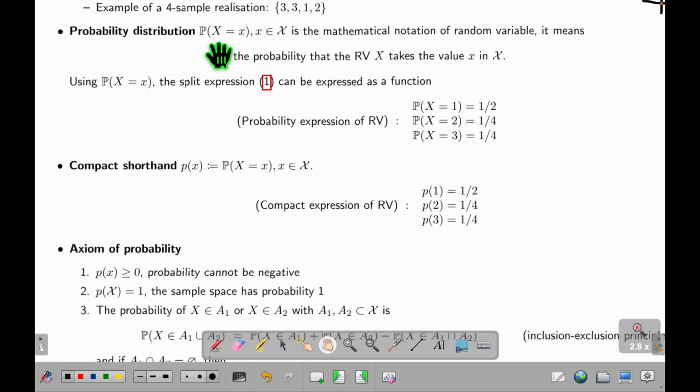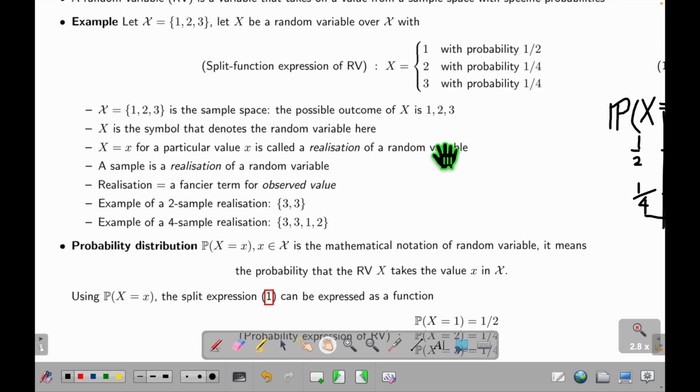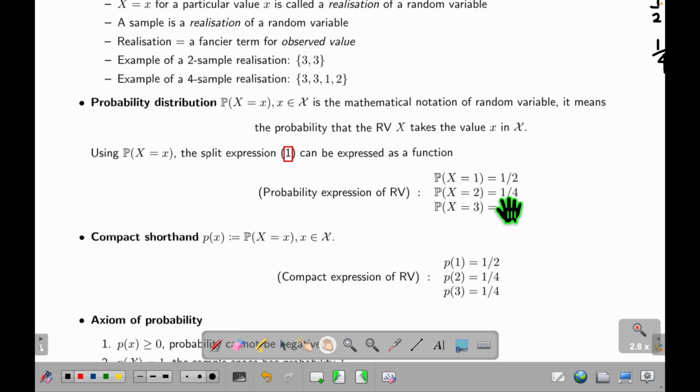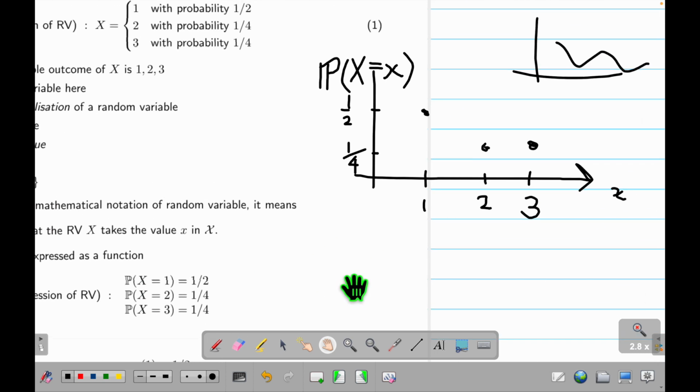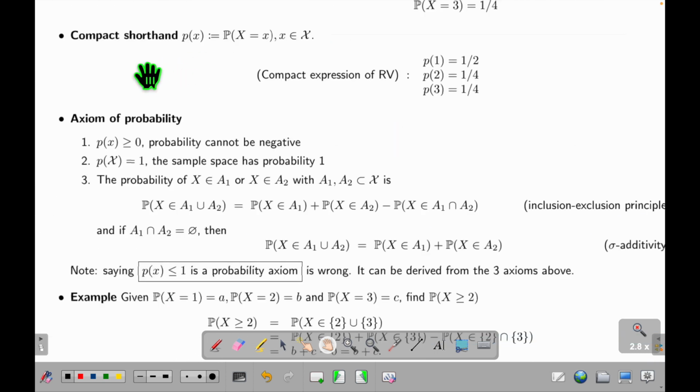A probability distribution we write as P(capital X equal to small x). This is basically the mathematical notation of a random variable. It means the probability that the random variable X takes the particular value small x in the calligraphic X, the sample space. So using this notation, instead of this split expression, we can write it as a function. And if I have this function, I can plot it like this. Sometimes people will use compact notation. For example, they don't want to write this double bar P(capital X equal to small x). They just write a small p(x). So this is a compact notation. So basically it means the same thing as this notation, but we just write it like this.